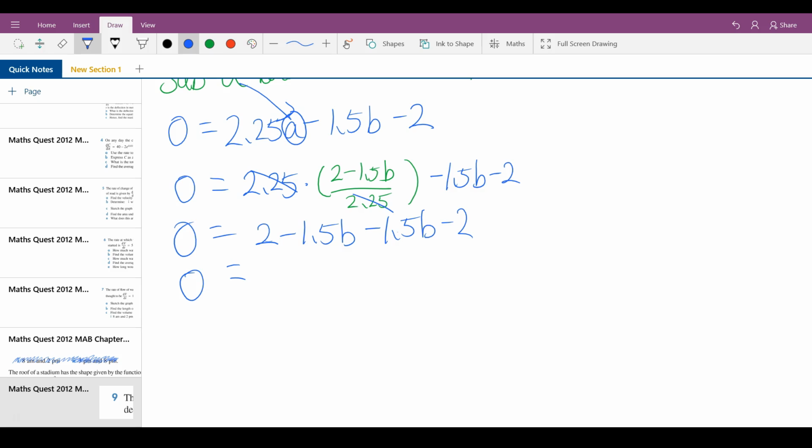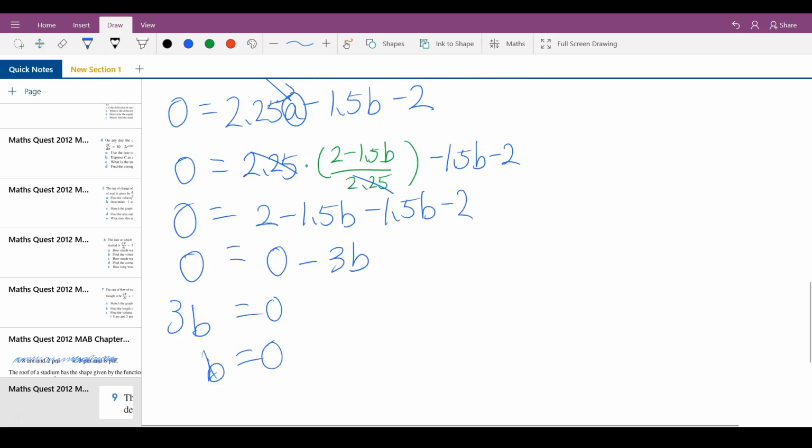So 0 is equal to, so 2 minus 2 gives you 0. Minus 1.5b minus 1.5b just gives you 3b, so it gives you negative 3b. Right? So move the 3b to the other side. Positive 3b equal to 0. b equal to 0. Alright, so we've got the value of b.